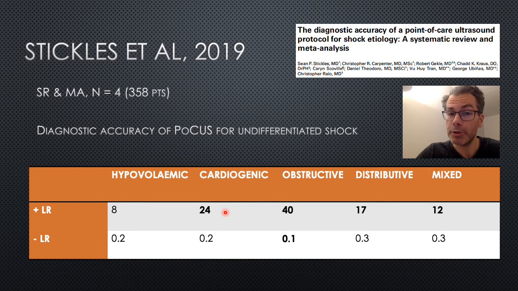For cardiogenic shock, it was good for ruling in, so a nice high positive likelihood ratio, but not great for ruling out. For obstructive shock, this was where PoCUS was in its element, so very high positive likelihood ratio, and also a pretty good negative likelihood ratio as well. But for distributive and mixed shock, not so good. So overall, best for obstructive.